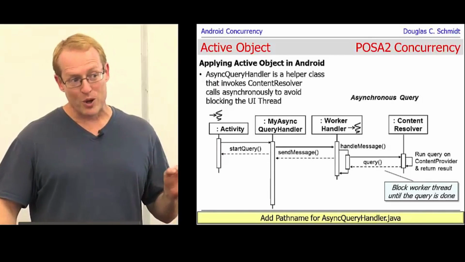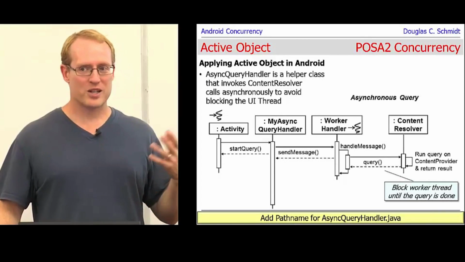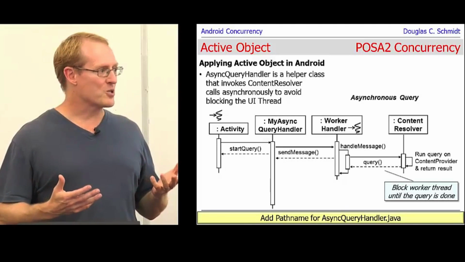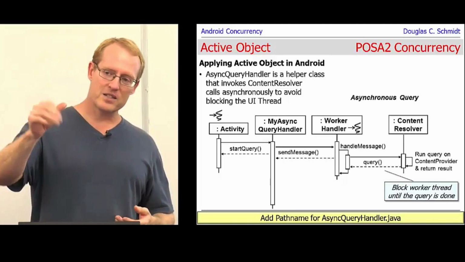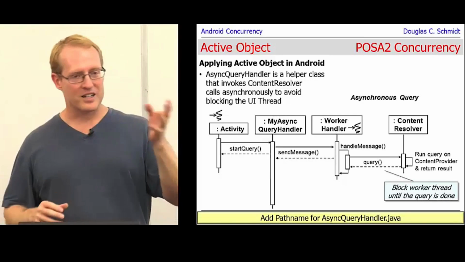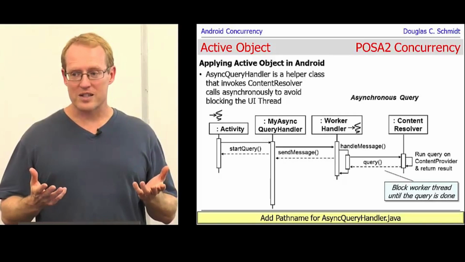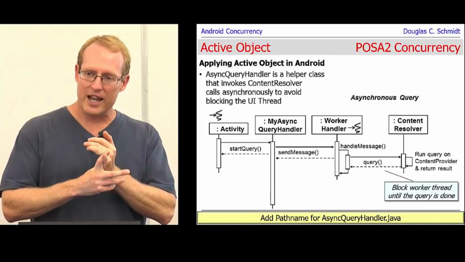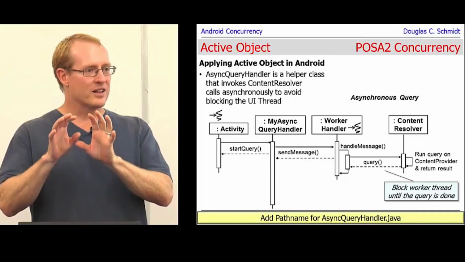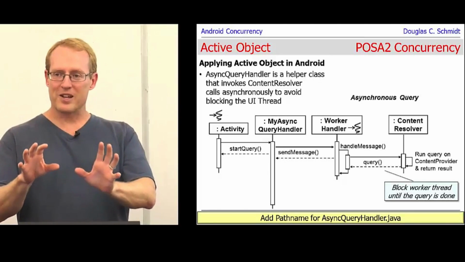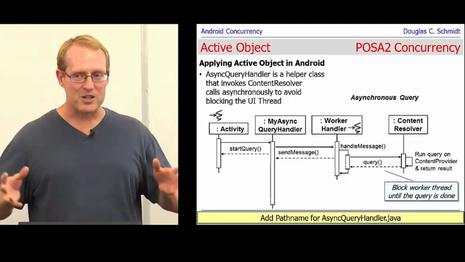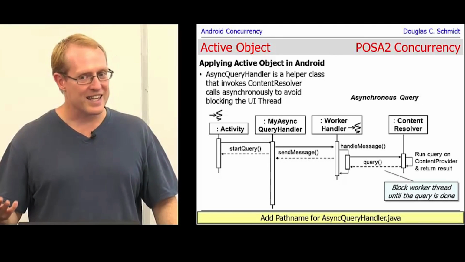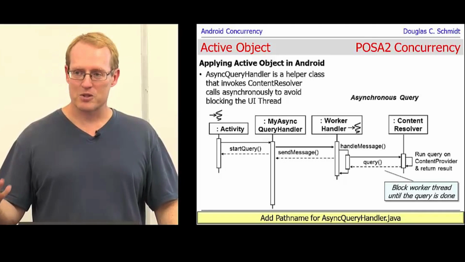And if you don't know the active object pattern, and you don't understand all the things we just talked about, it's a little bit difficult to figure out what the code is doing. Once you understand the pattern, it's a breeze. You're like, oh yeah, that's the proxy, that's the scheduler, that's the activation list. What makes it tricky, of course, is that these things appear in multiple places. It's not self-contained. The async query handler file has some pieces of it. The looper and handler parts of Android have other pieces. But the pattern pulls all this stuff together, and knowing how that pattern works makes it a lot easier to understand how to use this mechanism.